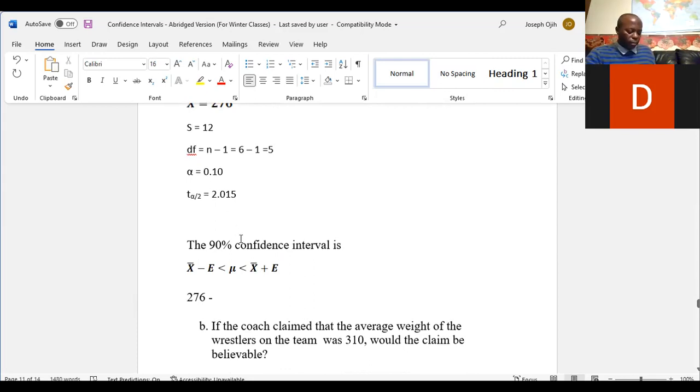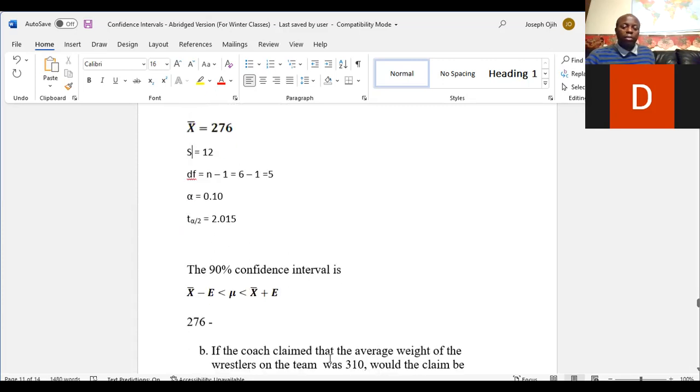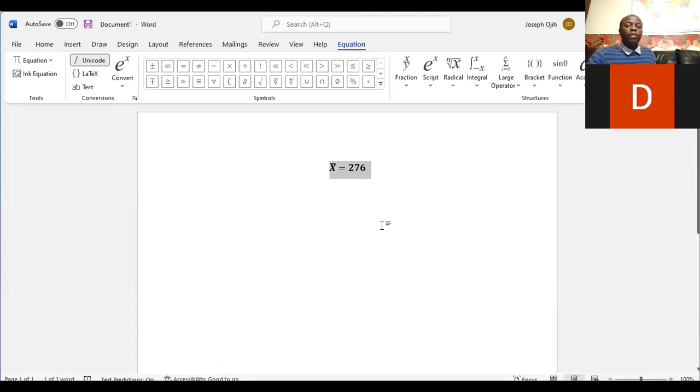So let's go and put this in. Just give me a minute. Let me write this down. N is 6. So let's go and put this in the calculator, in the format that it's supposed to be. So it's going to be T alpha over 2.